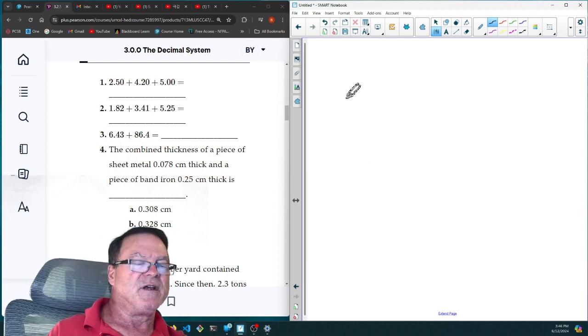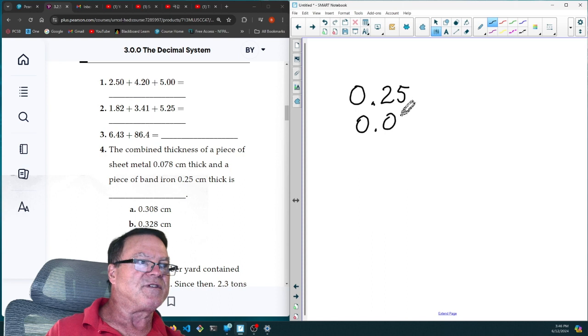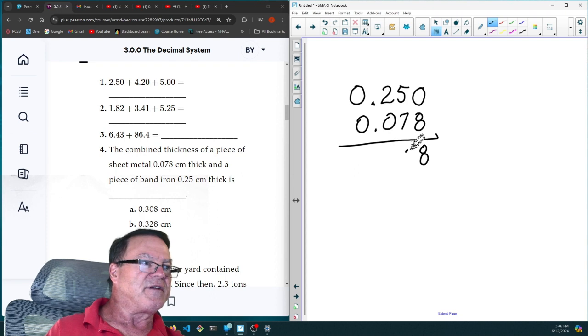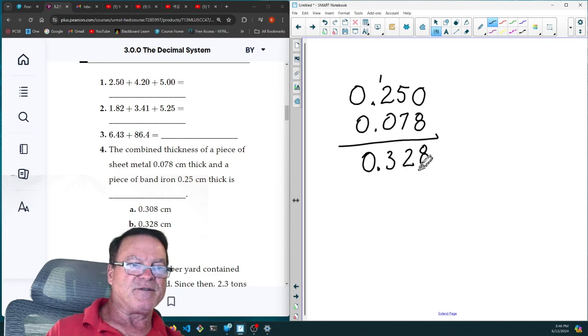Now, it says, number 4, the combined thickness of a piece of sheet metal is 0.078 centimeters thick, and a piece of band iron is 0.25 centimeters thick. They want to know the combined total. So 0.25 centimeters, and then the sheet metal 0.078. Now I'm going to draw a 0 as a placeholder above the 8, and 8 and 0 is 8, and 5 and 7 is 12. We'll write the 2 and carry the 1. 2 plus 1 is 3. There's our decimal point, so it's 0.328 centimeters. B.